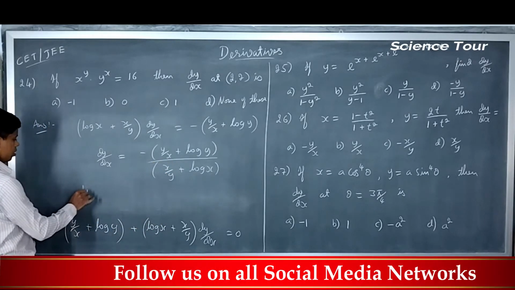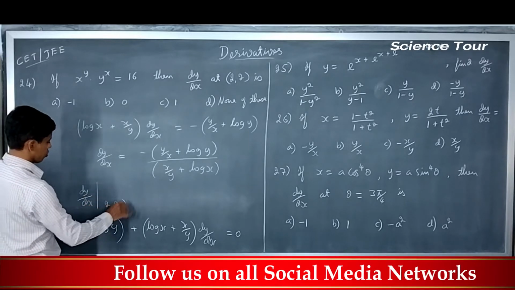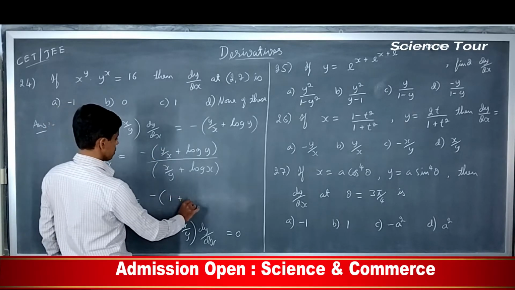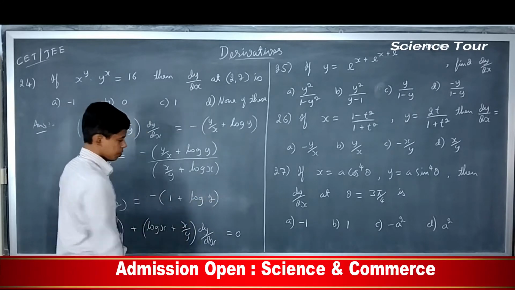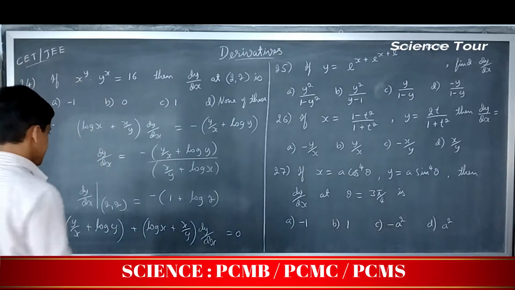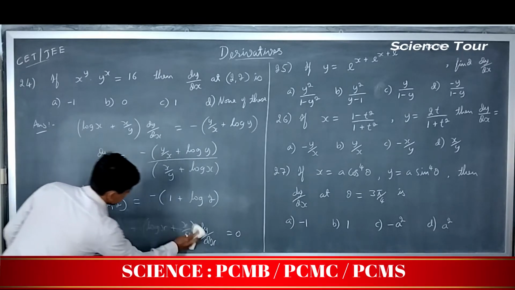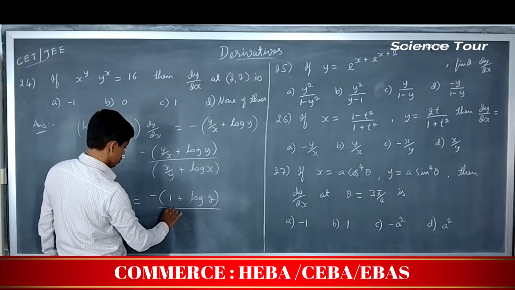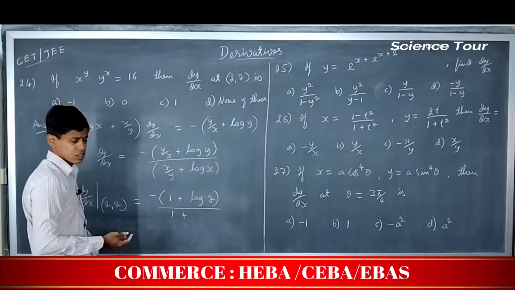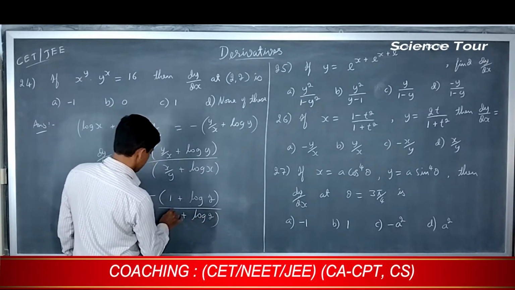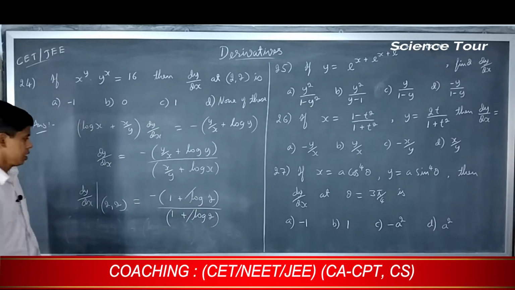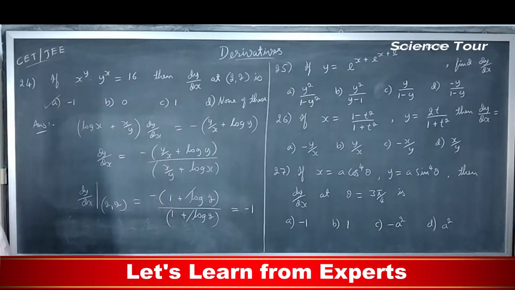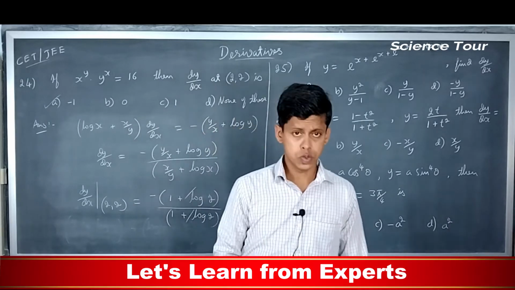Now what about dy by dx at (2, 2)? So substitute 2 here and 2 here. 2 by 2 is 1 plus log 2 over here, and divided by, this is also 2 by 2. So again 1 plus log 2 over here as well, so that cancels. Okay, so you will be left with only minus 1. So minus 1 is the answer. Option A is the answer for question number 24. Let's move on to the next one.